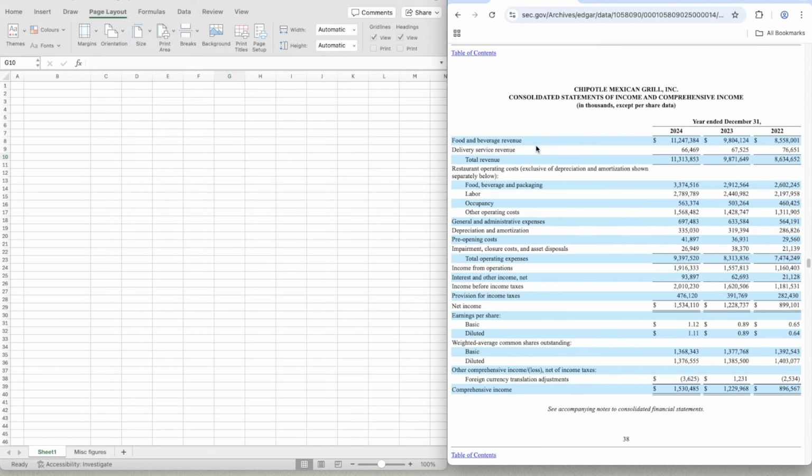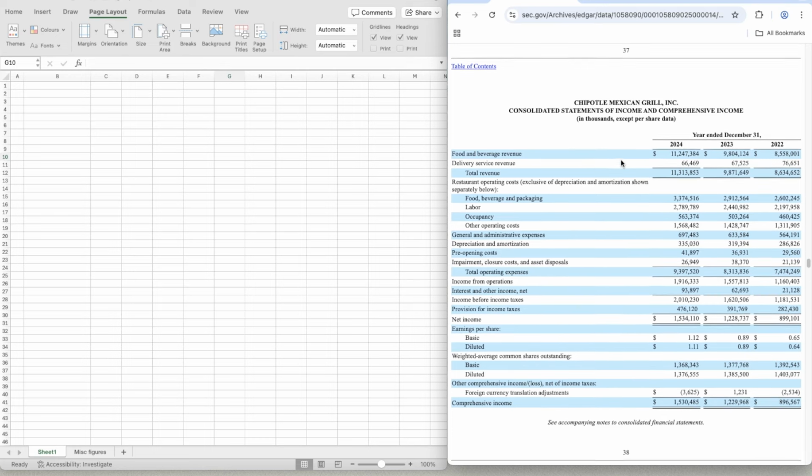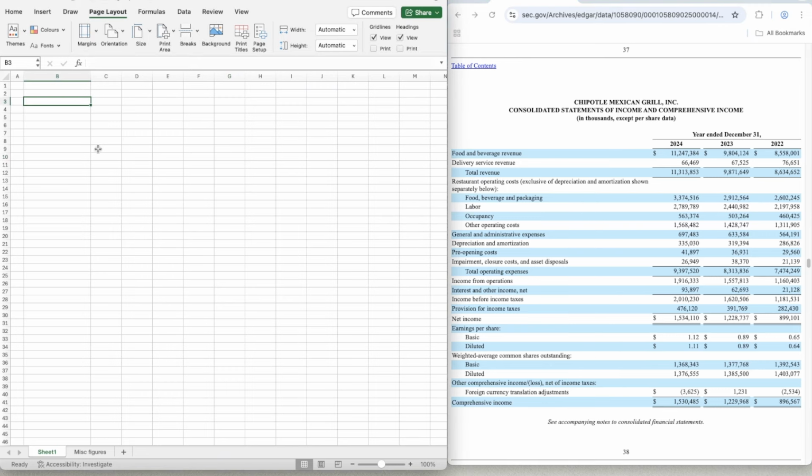And what you can see is it does break down revenue into two product segments, the food and beverage revenue and the delivery service. And you can see that pretty much all the revenue is coming from the food and beverage segment. Also, when we're building things like the WACC, for Chipotle, the vast majority, like 99% of its revenue comes from the US. So we will treat it as a purely US company when doing this.